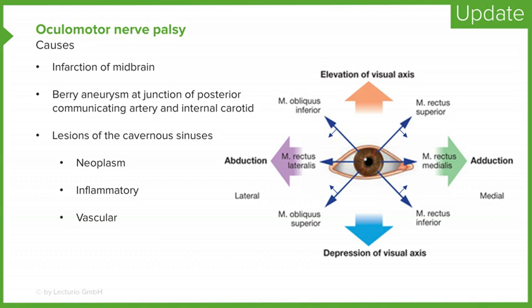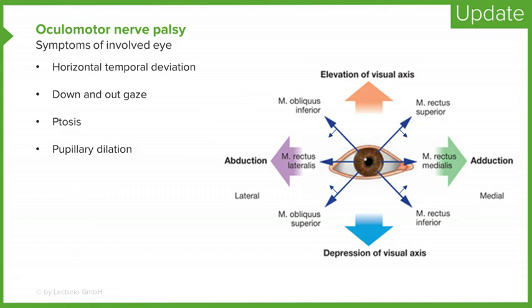At last, let's have a closer look at the clinical correlations of the different eye nerves. There could be an oculomotor nerve palsy, a trochlear nerve palsy, or an abducens nerve palsy. Causes of an oculomotor nerve palsy can be an infarction of the midbrain, a berry aneurysm at the junction of the posterior communicating artery and the internal carotid artery, as well as lesions of the cavernous sinuses, such as a neoplasm, an inflammatory or a vascular lesion.